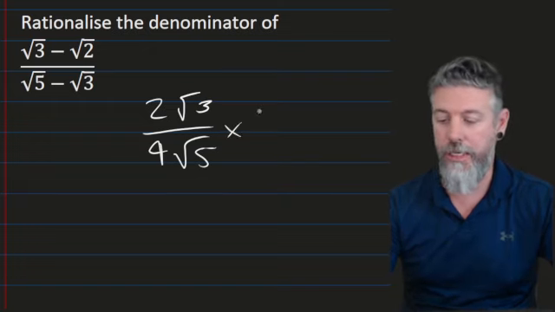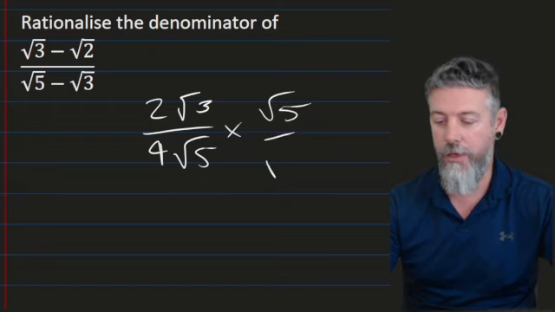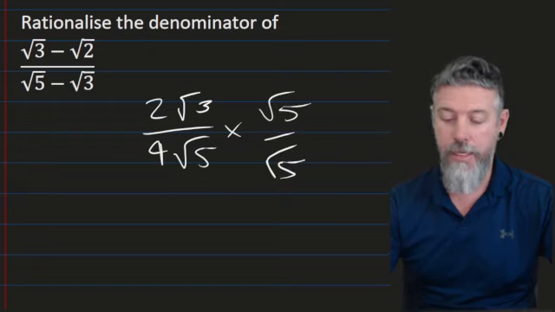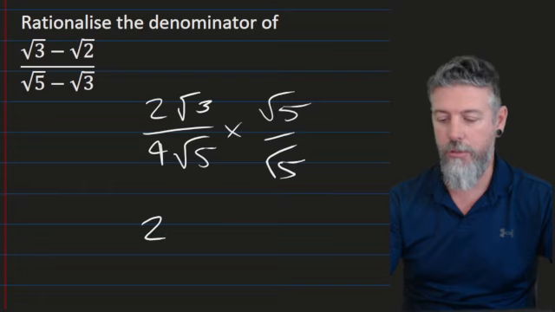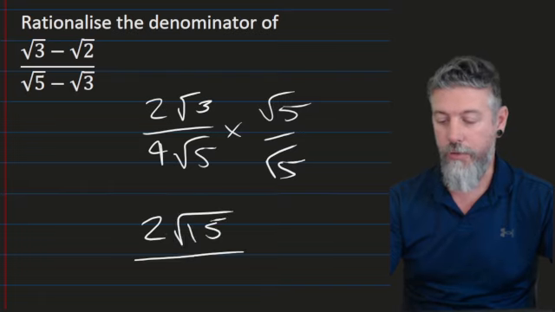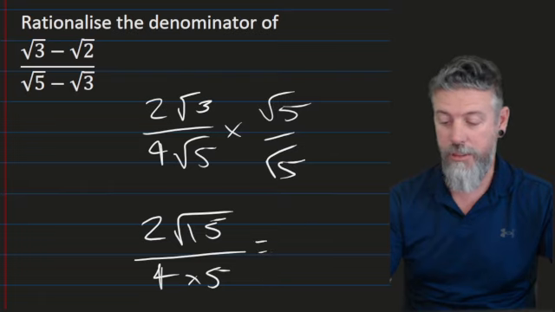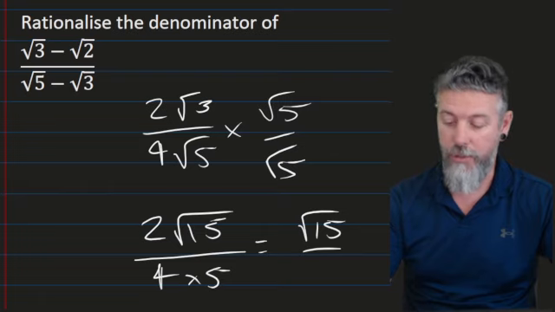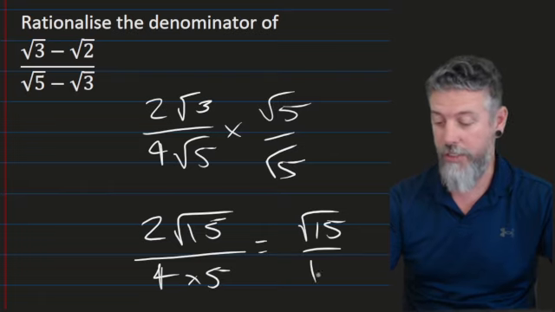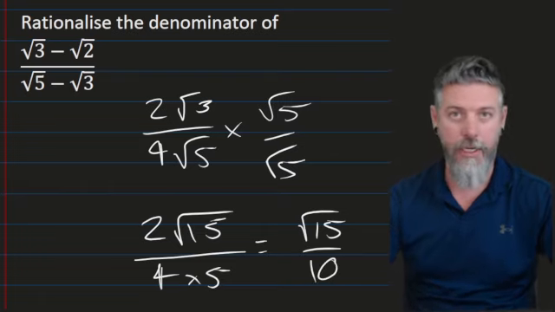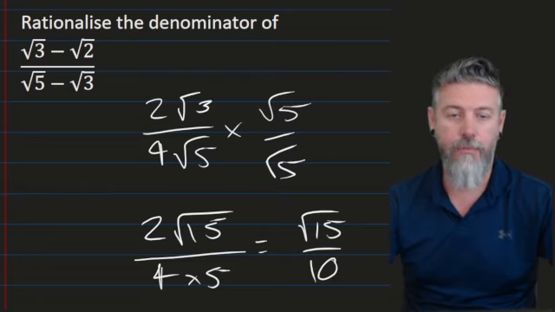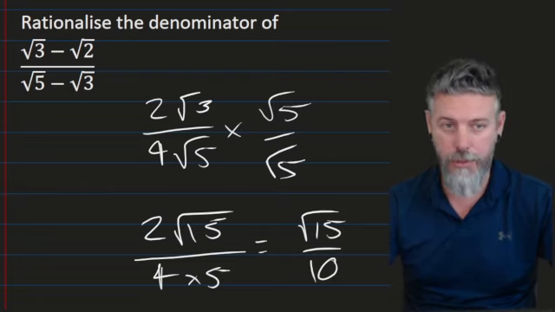So you would have gone ahead and said, multiply this by root 5 over root 5. And that would have given us a top value of 2 root 15 over a bottom value of 4 times 5, which we would have further simplified to root 15 over, we cancel the 4 down to a 2, 2 5s are 10, and we would have simplified our surd in the Year 10 course.